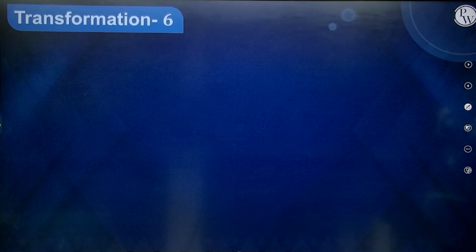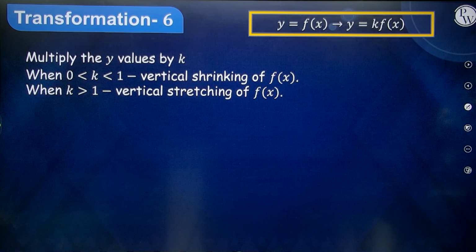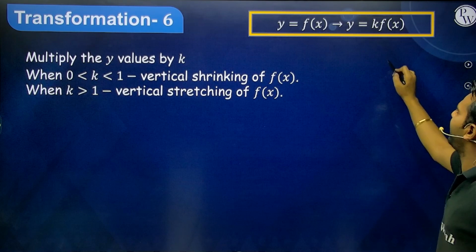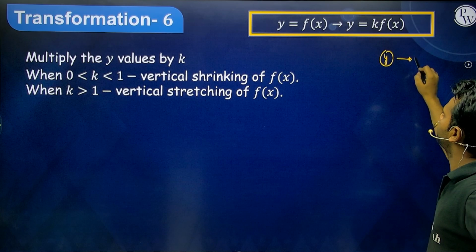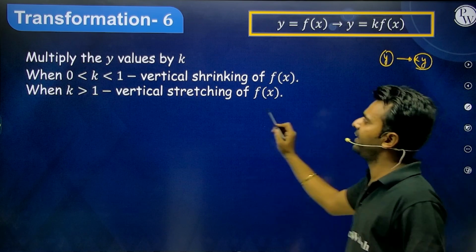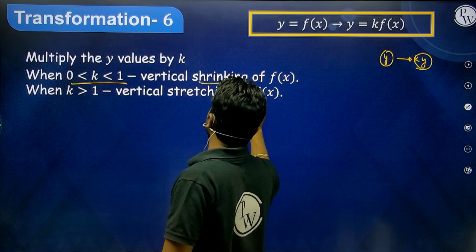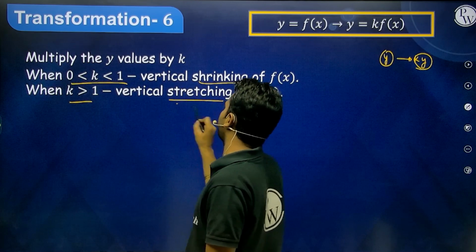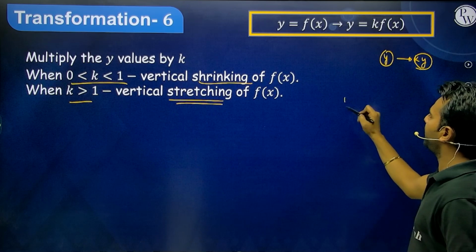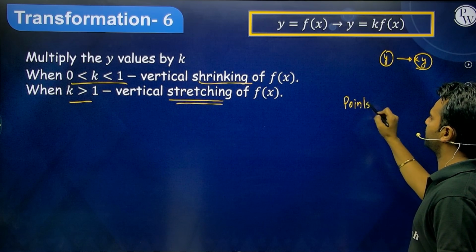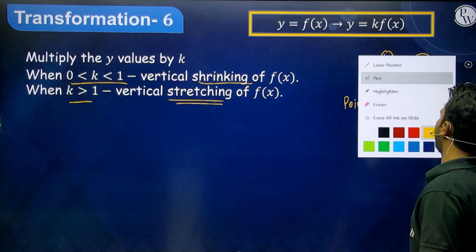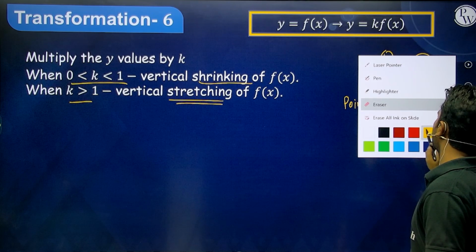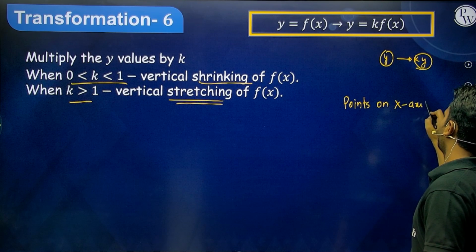Yes? Okay, if the same thing happens in y, that y has been replaced by ky, in that case, if k is between 0 and 1, stretching will take place, and if k is greater than 1, shrinking will take place. Here, points on the x-axis are hinged first. I'll tell you the meaning.